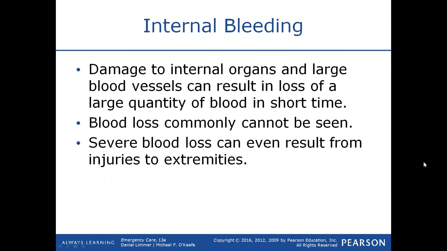Now, internal bleeding is damage to the internal organs. Your solid organs like your liver, your spleen, your kidneys, pancreas, they have very large blood vessels that run to them that give them a good blood supply. And when those internal organs are damaged, they have a tendency to bleed and bleed a lot. However, you can't see the bleeding because it's internal.